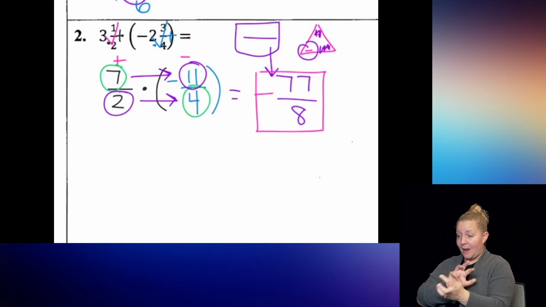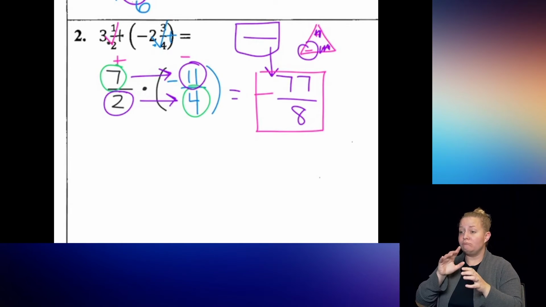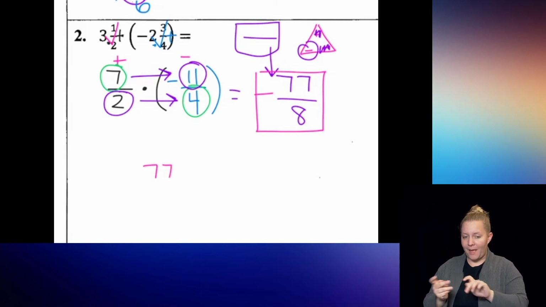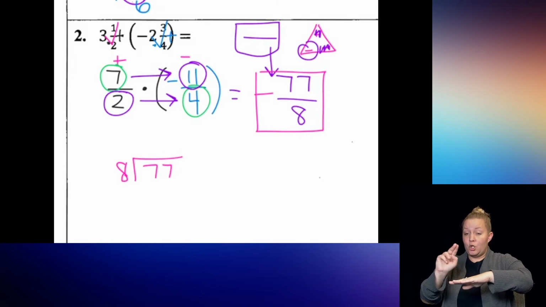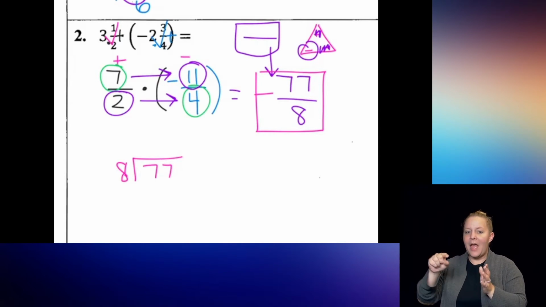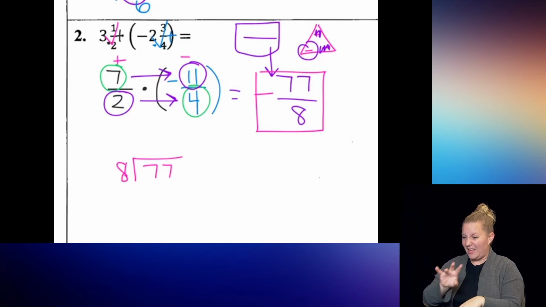Just make sure whatever you choose to do, that your final answer is in simplest form. So I'm going to show us super quickly how to turn that improper fraction into a mixed number. That numerator goes under that divisor, so then 77, how many times does 8 go into 77? I know it can't be 10 times because that would be 80. So I know it needs to be 9 times. So 9 times 8 gives us 72 with a remainder of 5.